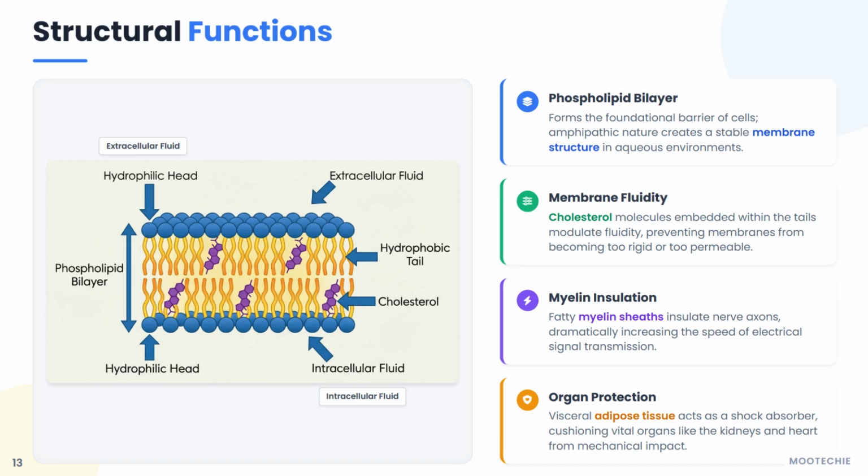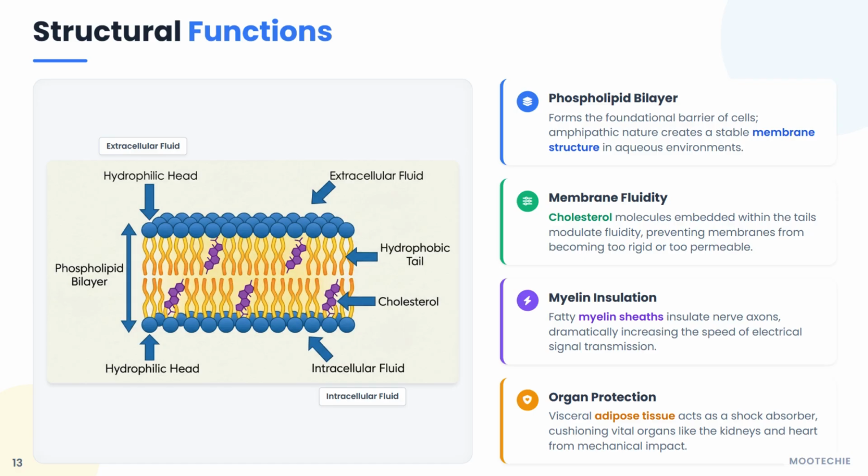Moving on to the structural functions of fats, which are absolutely vital. First, the phospholipid bilayer. This forms the foundational barrier of every single cell. The amphipathic nature of phospholipids, with their hydrophilic heads and hydrophobic tails, creates a stable membrane structure in our watery bodies. Embedded within these membranes are cholesterol molecules. They modulate membrane fluidity, preventing the membrane from becoming too rigid in the cold or too permeable in the heat.